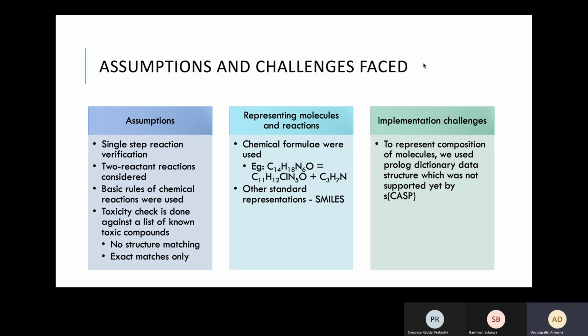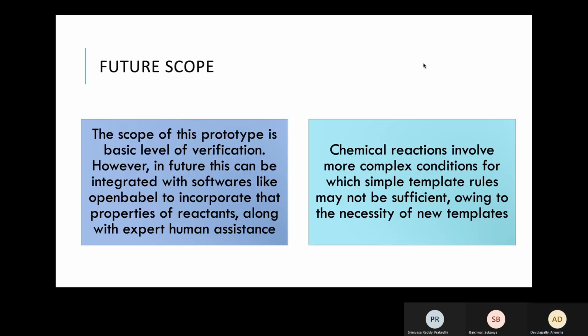Some of the main challenges that we faced were how to represent the molecules. After serious consideration, we chose the chemical formulae and represented them using Prolog's dictionary. What fascinated us while doing this project, and in fact what motivated us to choose this topic, was the immense scope it manifests with respect to interdisciplinary research, collaboration with chemists and informaticians in this field, and the level to which integrations with existing software like OpenBabel, which contains the properties of reaction, is possible.